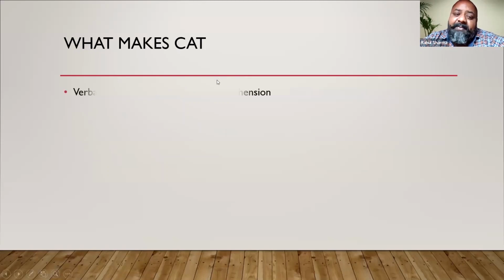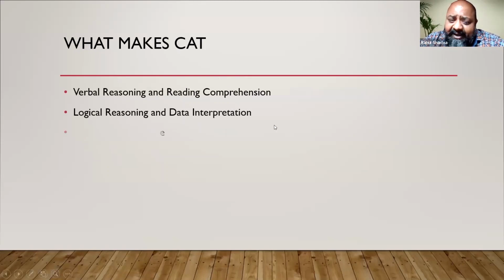Okay. Now, what makes CAT? CAT has 3 sections very, very clearly. One is the verbal ability section, which is visual reasoning, verbal ability and reading comprehension. The second is logical reasoning and data interpretation. The third is quantitative aptitude.